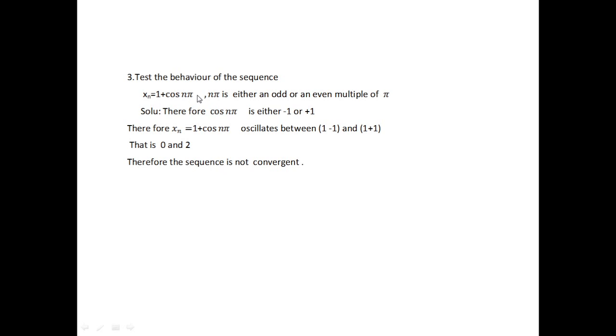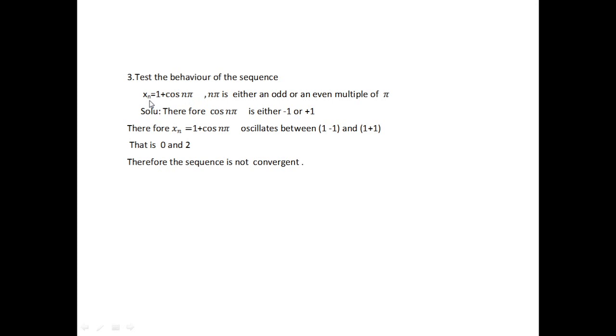1 plus cos n pi. Please observe this sequence. Cos n pi has different values for different n values. When n is an even integer, cos n pi value is plus 1: cos 2 pi, cos 4 pi, cos 6 pi are all plus 1. When n is odd, cos 1 pi, cos 3 pi, cos 5 pi are all minus 1. Since cos n pi has different values for different n values, we should see the limit of this sequence in two different cases.